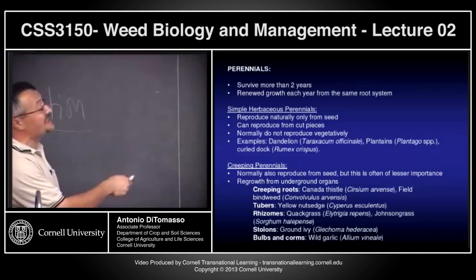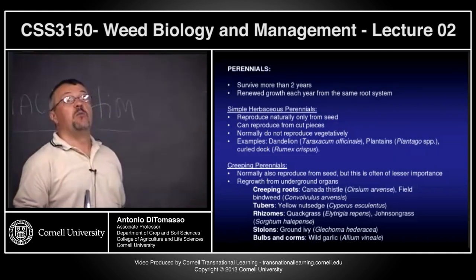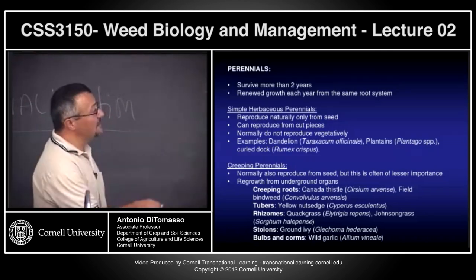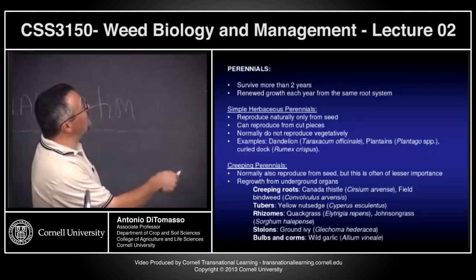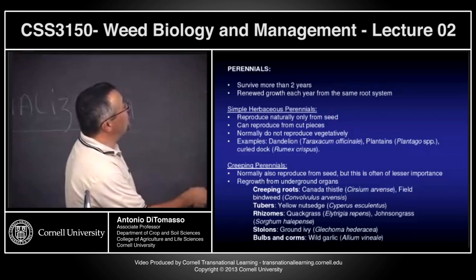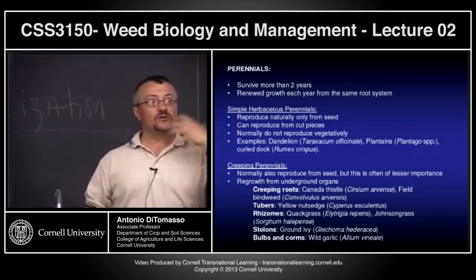Okay, so we have two groups of perennials, and this is important. Some of them are called simple herbaceous perennials versus creeping perennials. By far, the more problematic are the creeping ones. So what are simple herbaceous perennials? These are plants that live for more than two growing seasons. They reproduce naturally only by seed. They prefer to reproduce by seed.